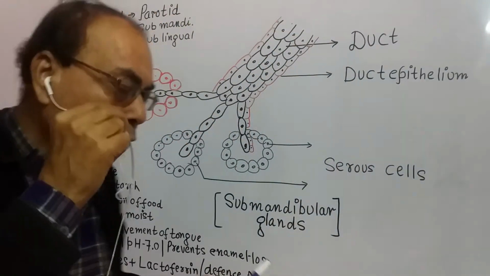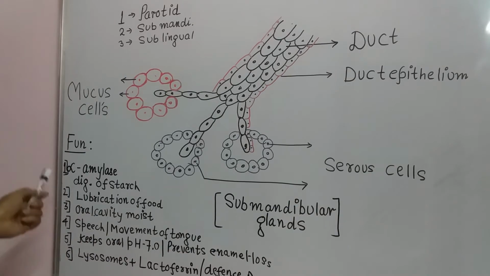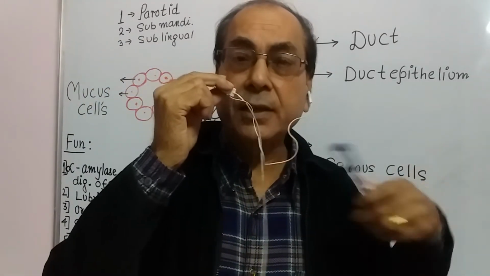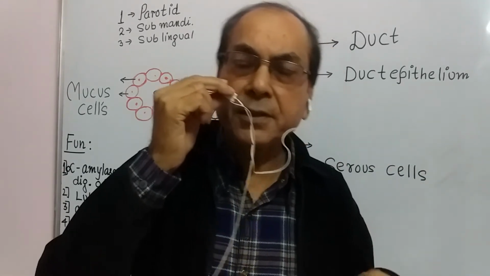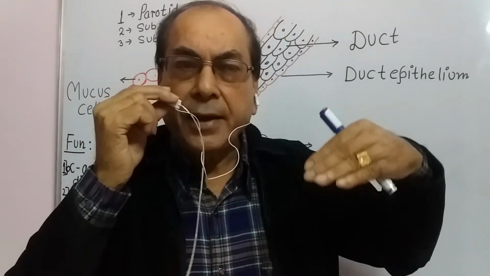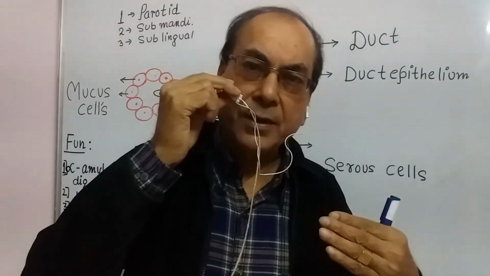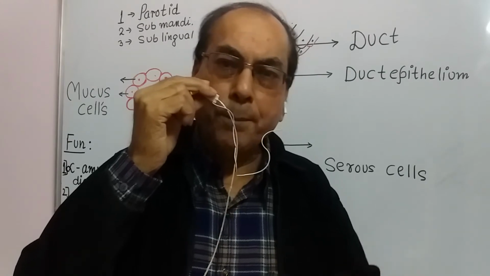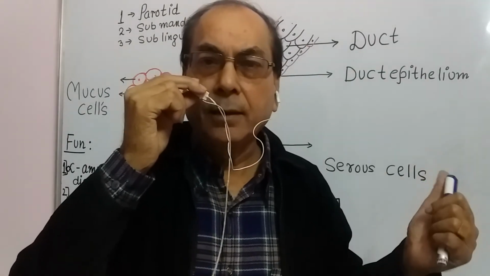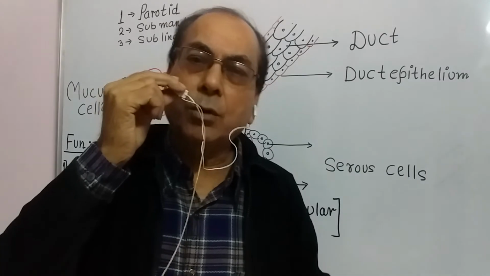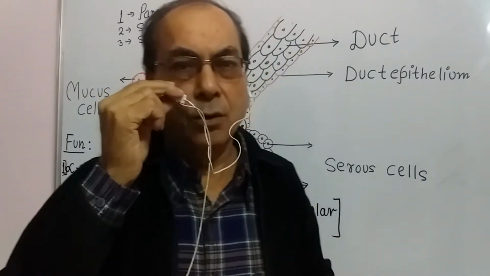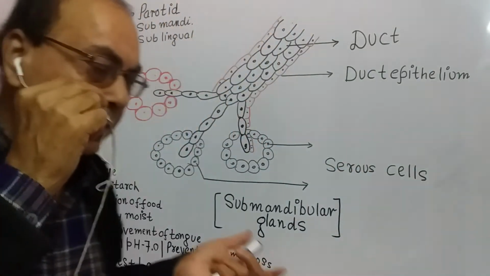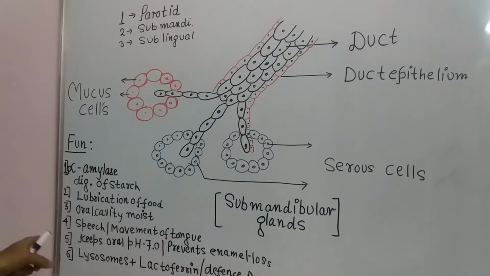Fourth, the fourth important function is that it helps in speech. How does it help in speech? When it removes the dryness of the tongue, it helps in the proper movement of the tongue. And when there is regular, proper movement of the tongue, it is helpful in speech. In this way the saliva is very very useful.